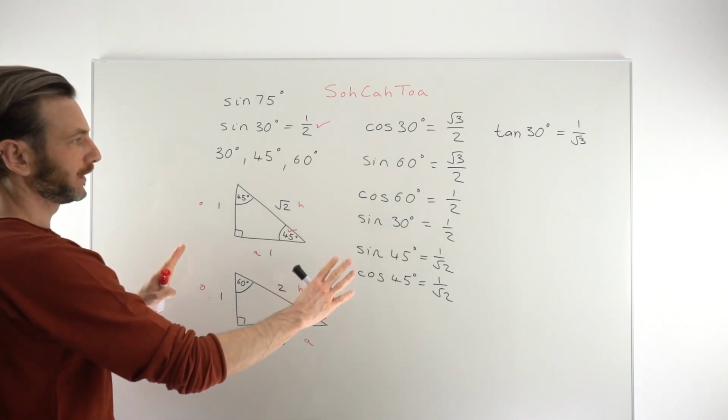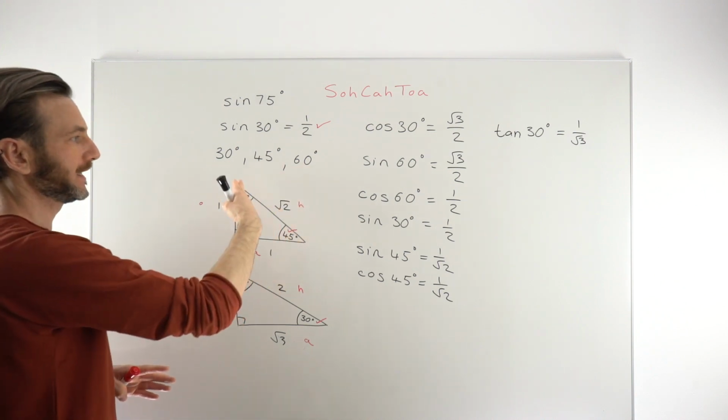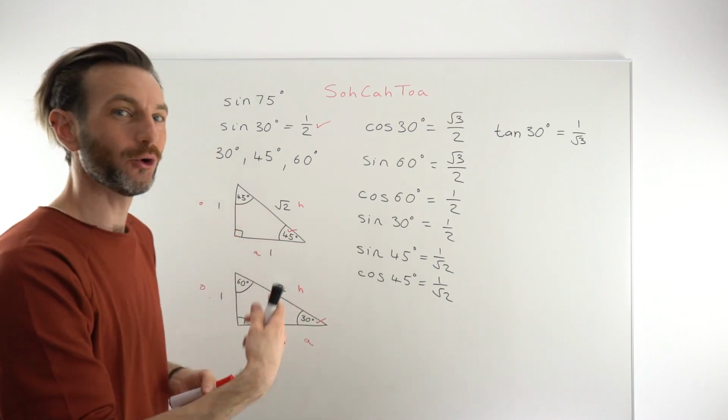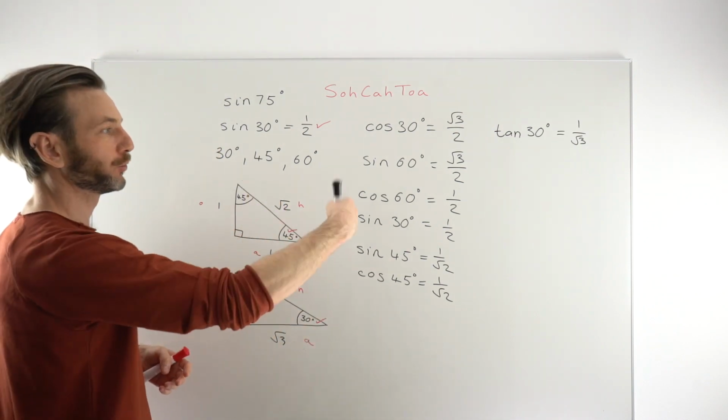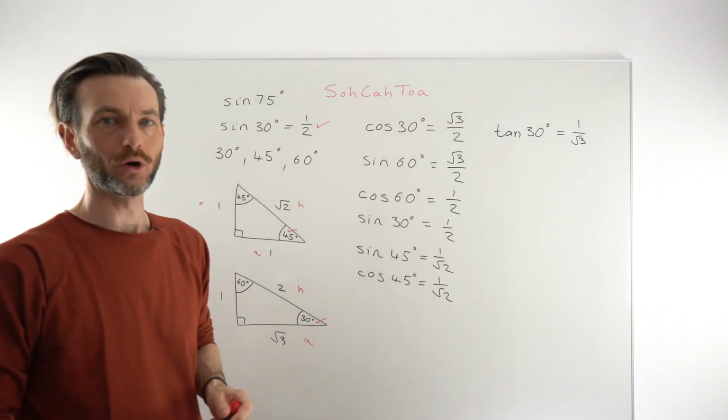This class has only included the angles 30, 45 and 60. We'll see in a subsequent class how to work out multiples of those angles. It's not as easy, unfortunately, as just multiplying the answer. There's a different method that we need to go through for that.